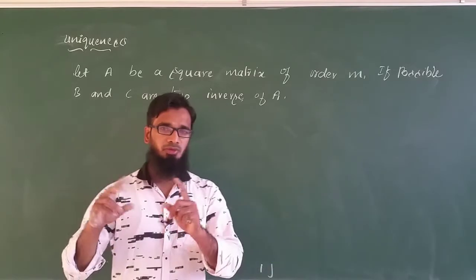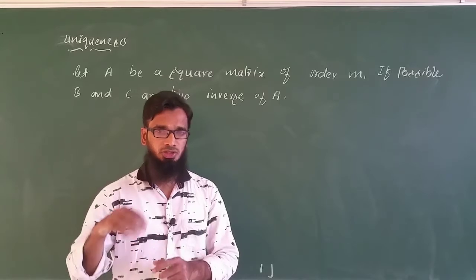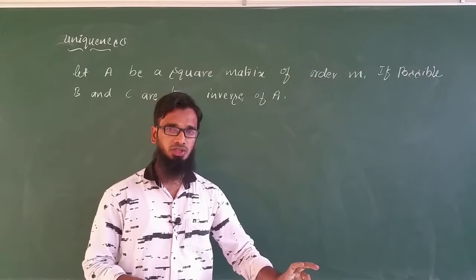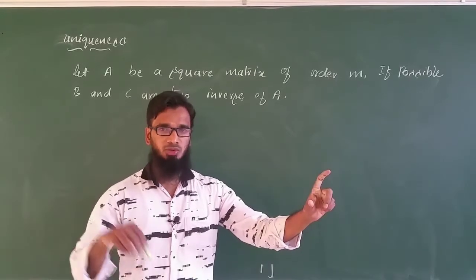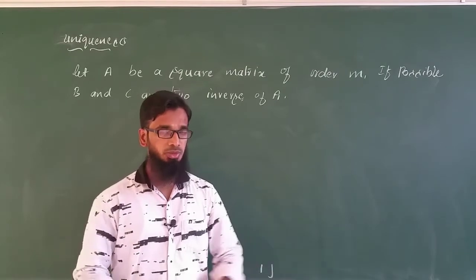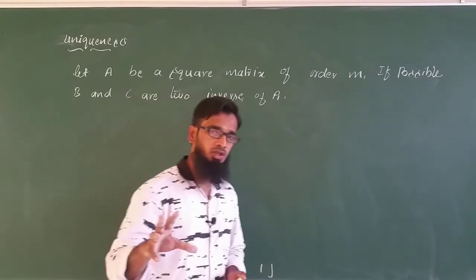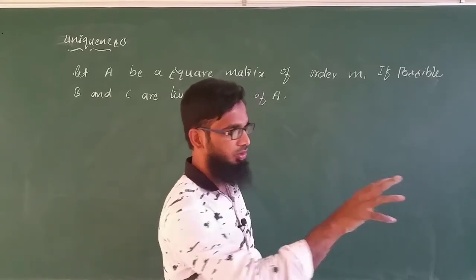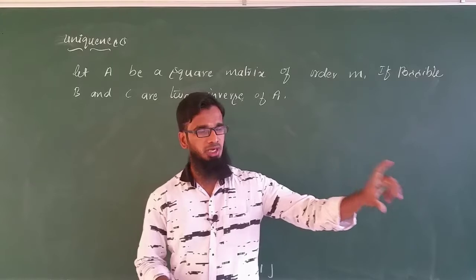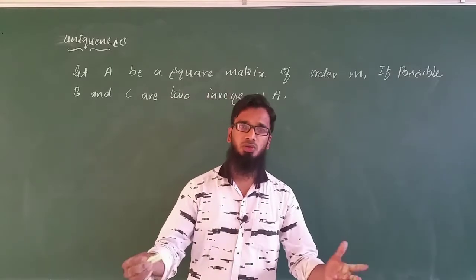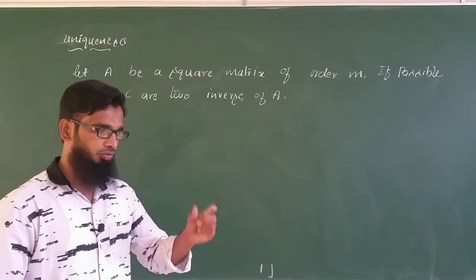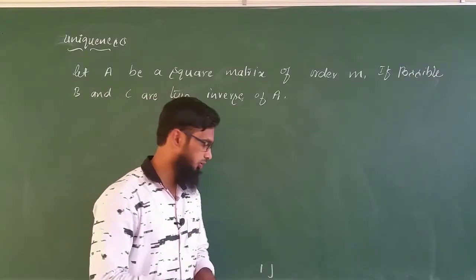Now, what happens when we take matrices A, B and C? Suppose I have a matrix A of order n, and there is a matrix B and a matrix C. This matrix B is an inverse of A, and the matrix C is also an inverse of A. So A has two inverses. Whether these two are unique or not, we have to prove that one.